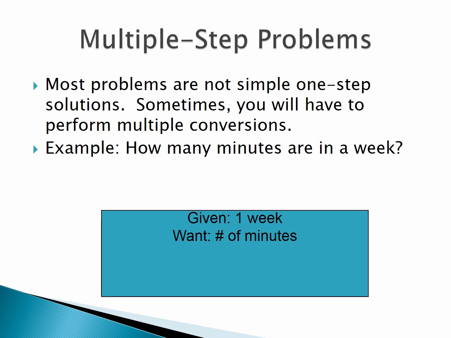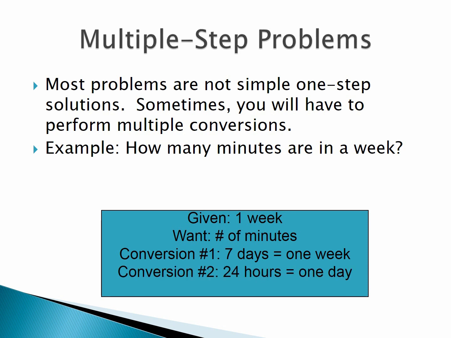The first conversion to break down a week into smaller units is 7 days equals 1 week. We still aren't down to minutes, so we need to continue to find conversion factors to get us to minutes. The next would be 1 day equals 24 hours. But we're still not to the right unit, so we need to use another conversion factor, which is 1 hour equals 60 minutes. Now we're ready to solve the problem. Go ahead and work this one out.